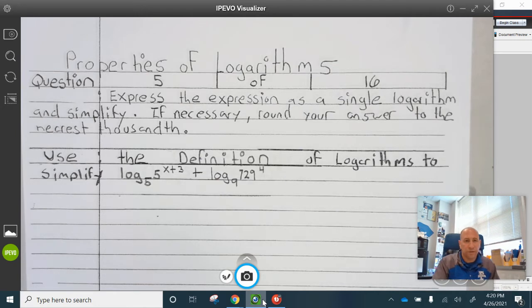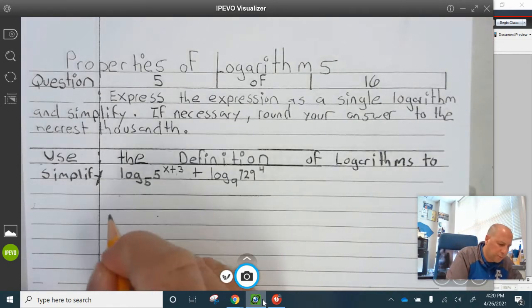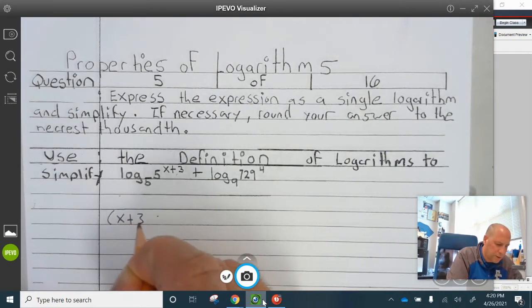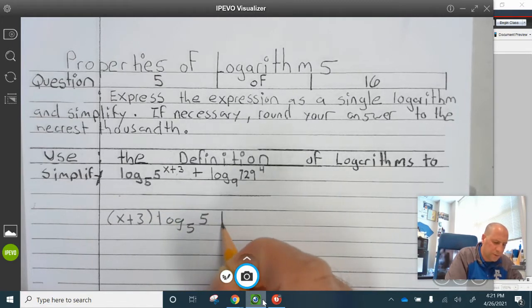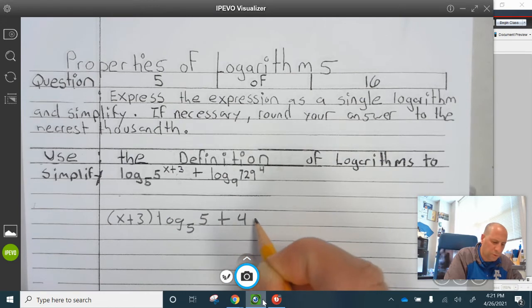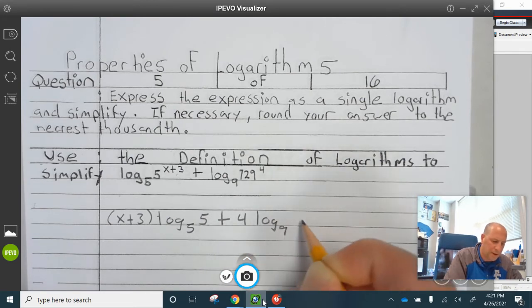Okay, question 5 of 16. Express the expression as a single logarithm and simplify. If necessary, round your answer to the nearest thousandths. Use the definition of logarithms to simplify log base 5 of 5 to the x plus 3 plus log base 9 of 729 to the fourth power. So the x plus 3 comes to the front, so that's x plus 3 times log base 5 of 5 plus the 4 comes to the front, times log base 9 of 729.